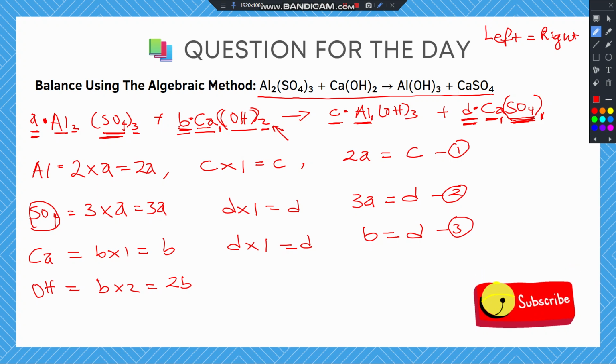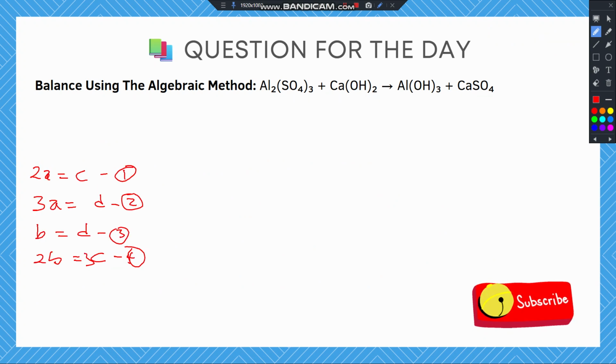On the right hand side, you can see the hydroxide ion over here. It has a subscript of 3 and then a coefficient represented by the letter C. So that tells us that the number of times it will appear will be given to us by the subscript 3 multiplied by the coefficient C, which gives us 3C. So if we equate the left to the right, it gives us 2B is equal to 3C. This is our fourth equation. So we have all 4 equations generated now. Let's write them out step by step. At this point, we have all 4 equations written down.